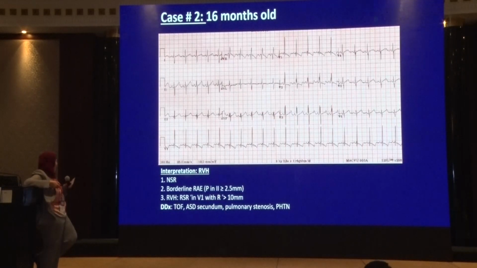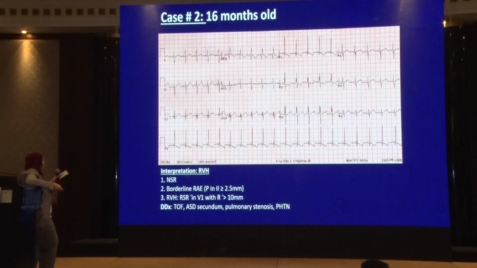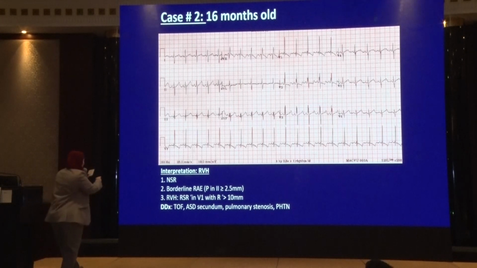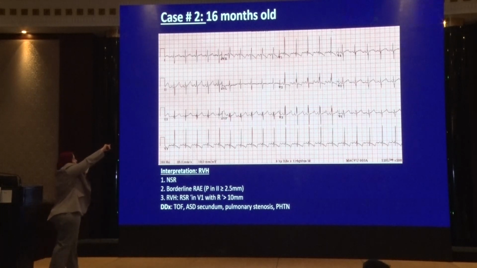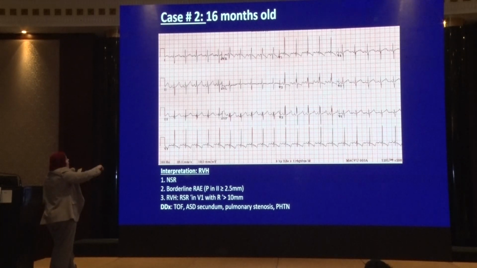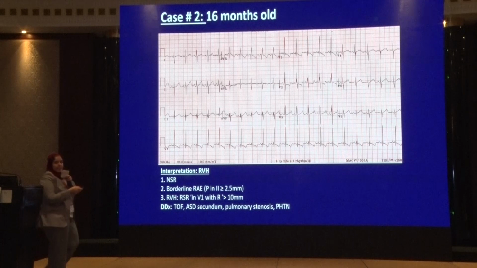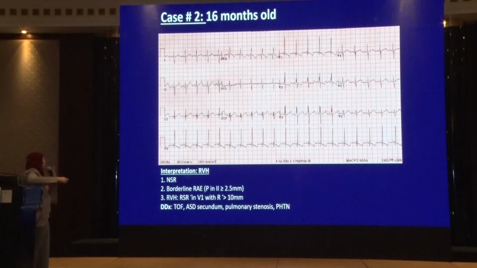Okay, so this patient has normal sinus rhythm. He has right ventricular hypertrophy. You see when we said that the R dash is very long and his corrected QT is normal, it's 400 something. Right ventricular hypertrophy can be seen in any congenital heart disease that puts more load on the right ventricle, like TOF, ASDs, pulmonary stenosis or pulmonary hypertension.